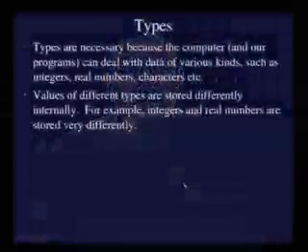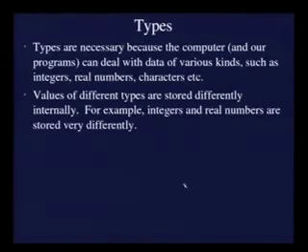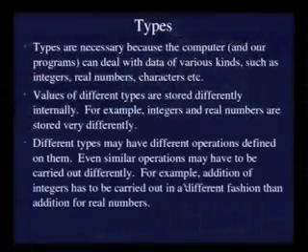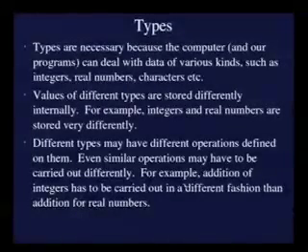And in general, the values of different types are stored differently on the computer internally. For example, integers and real numbers are stored very differently. We have already seen in an earlier lecture that integers are stored in their binary representation. We'll shortly see roughly how the real numbers are stored inside the computer, and you'll see that the way they are stored are very different. And as you can imagine, different types may have different operations defined on them. For example, for integers as well as for real numbers, we have the arithmetic operations defined like addition, subtraction and so on.